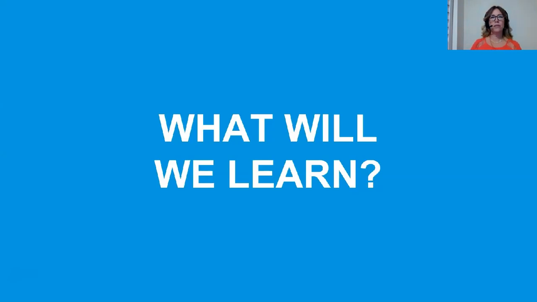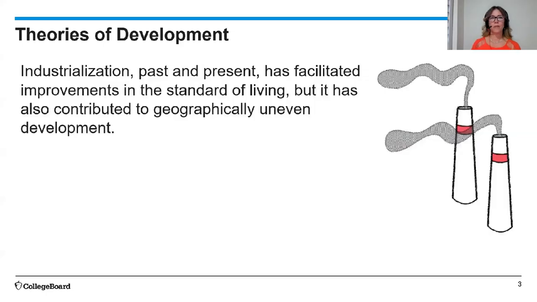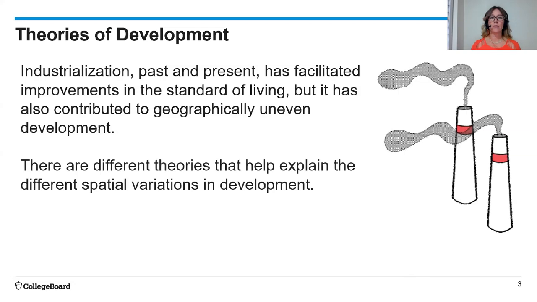So, what are some of the things that we will learn? Well, remember that industrialization has facilitated improvements in the standard of living, but it's contributed to geographically uneven development. And there are several different theories that we can look at to try to help explain these spatial variations.